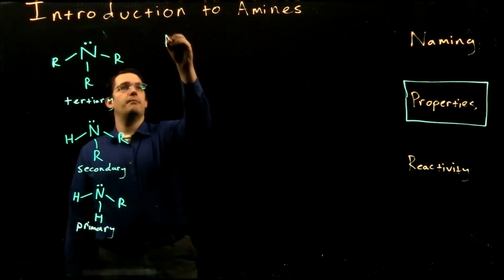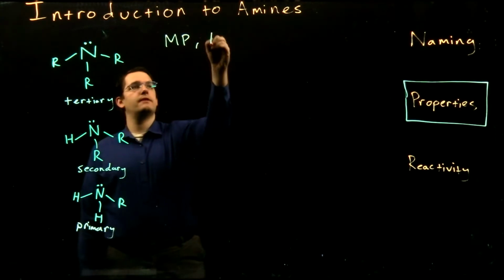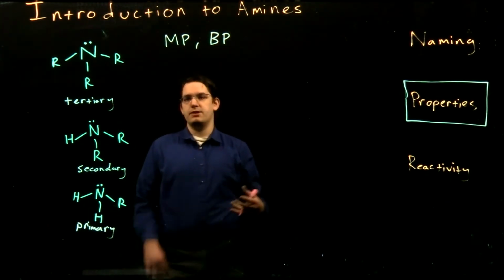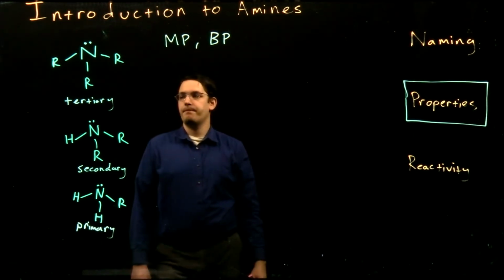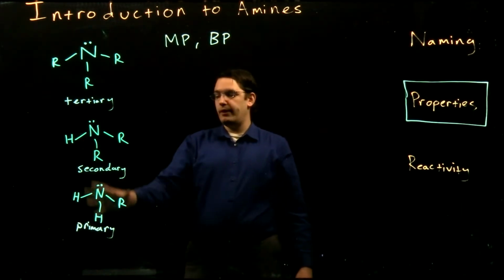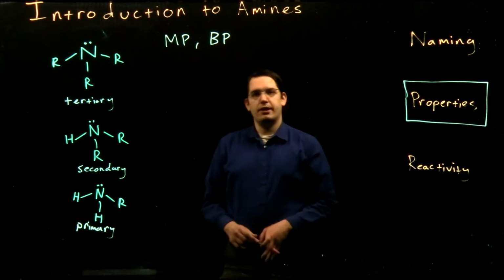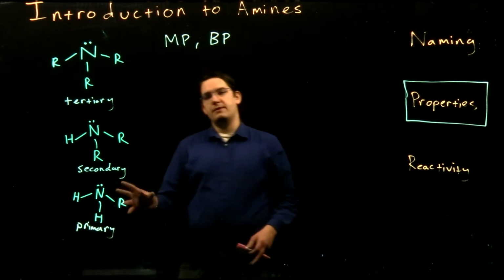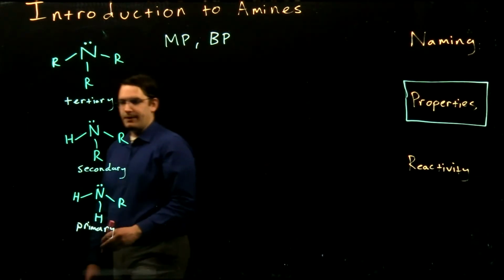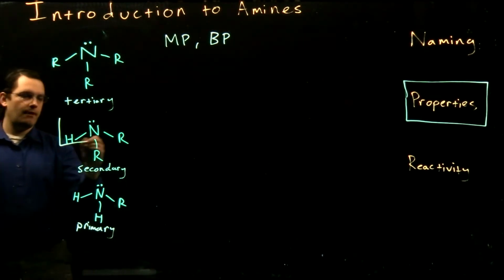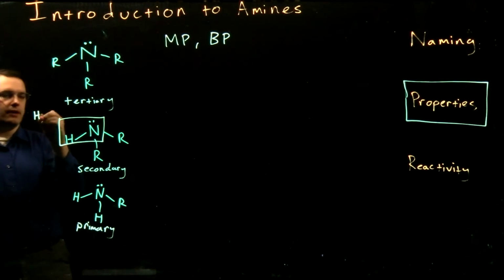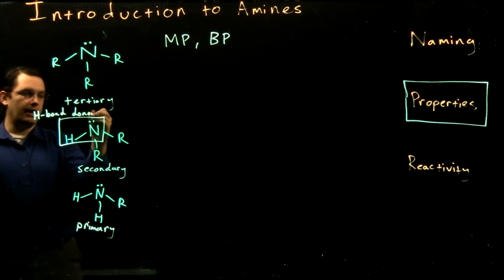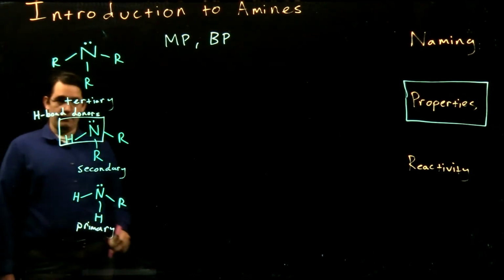So we'll start with our melting points and boiling points, which of course relate directly to the strength of the intermolecular forces between our amine molecules. Now our melting points and boiling points will vary between tertiary, secondary, and primary amines. Of course, this is similar to what we saw with our amides, right? Where as soon as we add in these hydrogens, we now have hydrogen bond donors that give us the possibility for hydrogen bonding between our amine molecules.